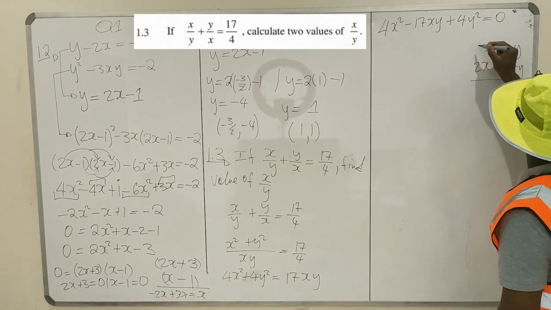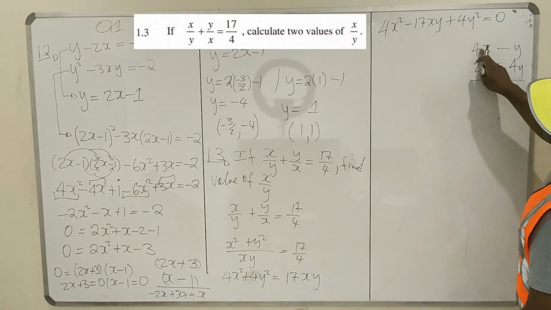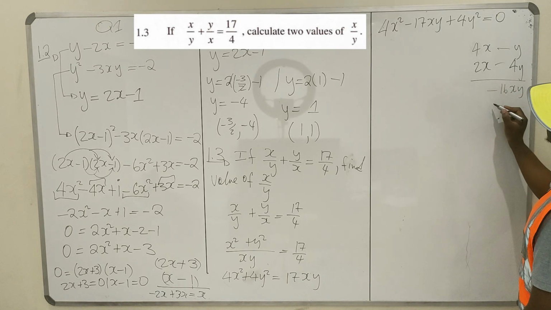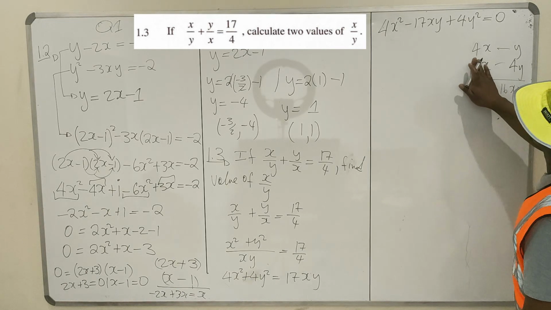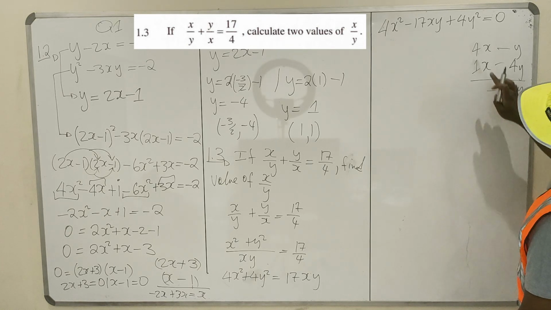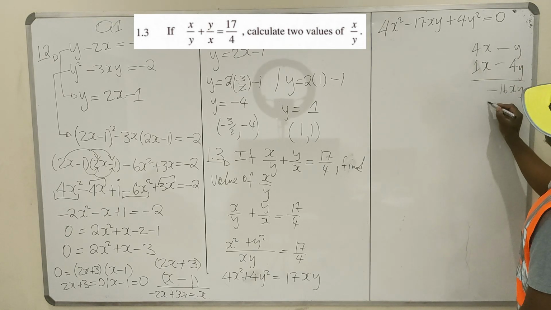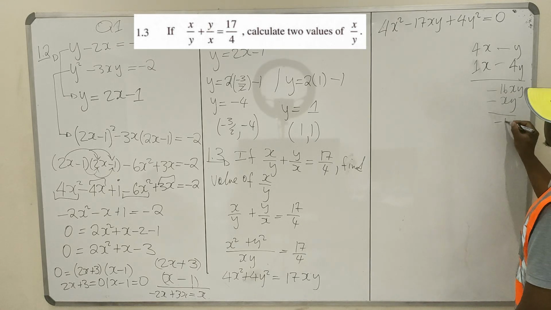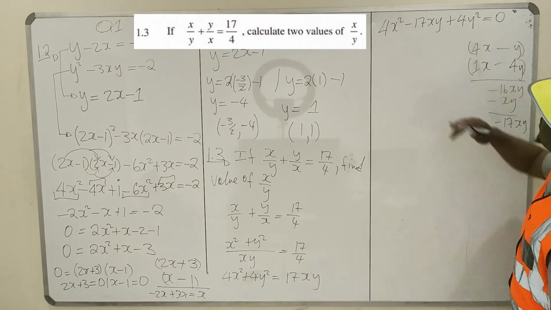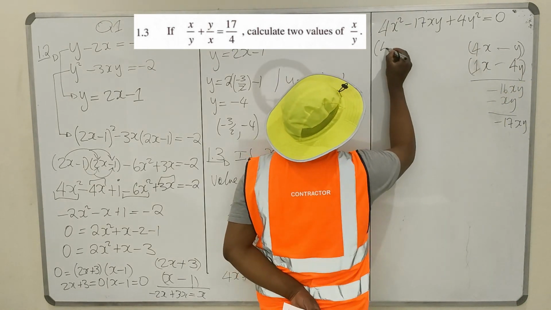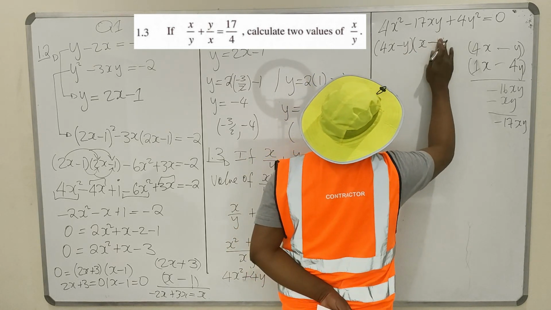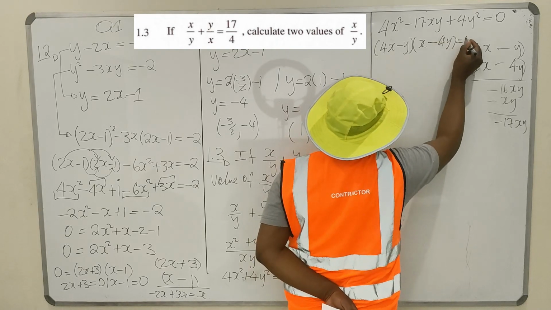So we can put another 4 here. Looks like it will work. This times this is minus 16xy. This times that. Actually it should be 1 here. So this times this is minus 16xy, this and that, minus xy. So when you add them, you get minus 17xy, which is that. So these are your factors for this equation. So they are 4x minus y times x minus 4y is equal to 0.